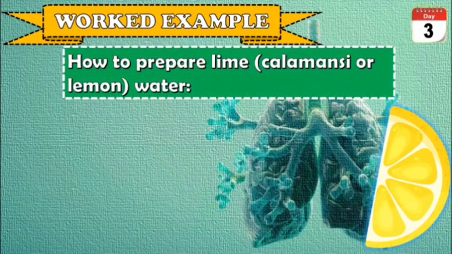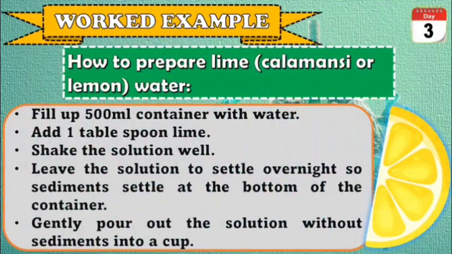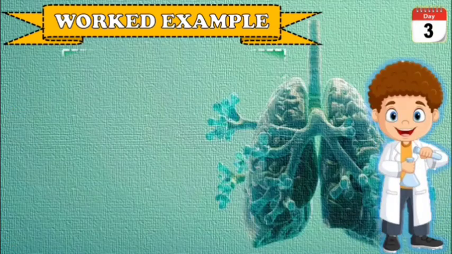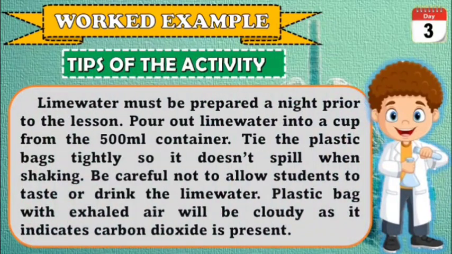How to prepare lime, calamansi or lemon water. What you have to do is fill up a 500 milliliter container with water. Add 1 tablespoon of lime. Shake the solution well. Leave the solution to settle overnight so the sediments settle at the bottom of the container. Gently pour out the solution without sediments into a cup. Lime water must be prepared a night prior to the lesson.